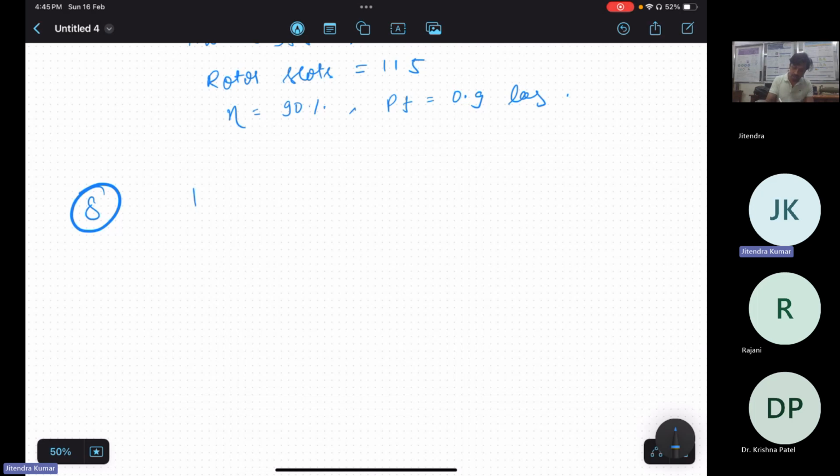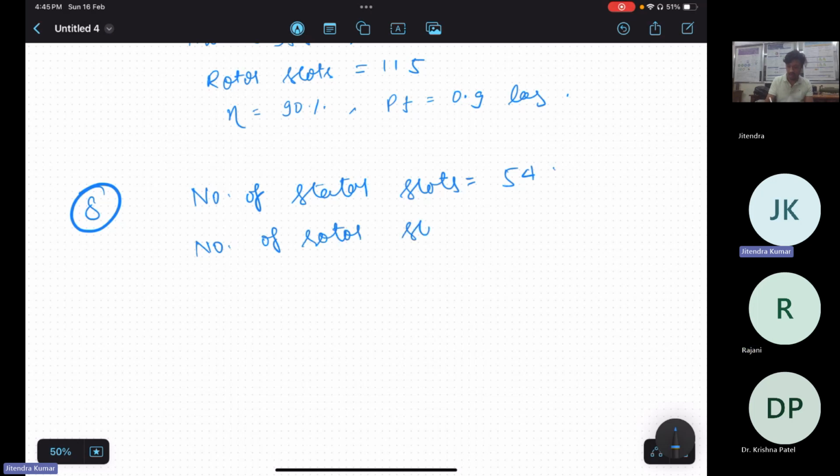The number of stator slots is 54. The number of rotor slots is 36, and the number of poles is 6. Okay, it is a three-phase induction motor. So, which phenomena will be prominent? Whether crawling and cogging phenomena will be dominant here in such a combination of slots and poles?